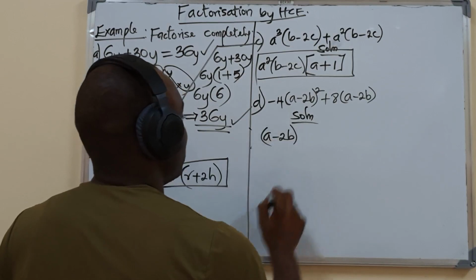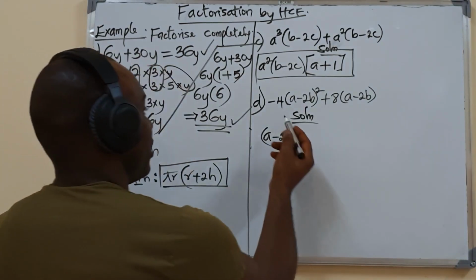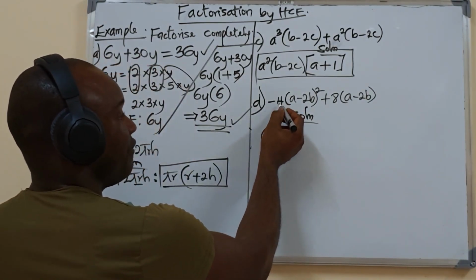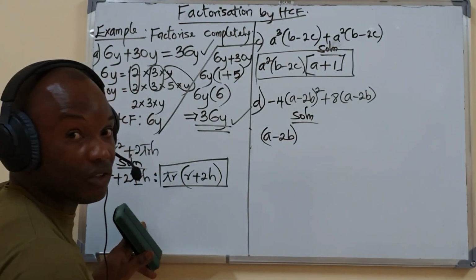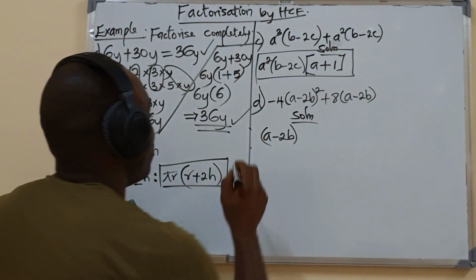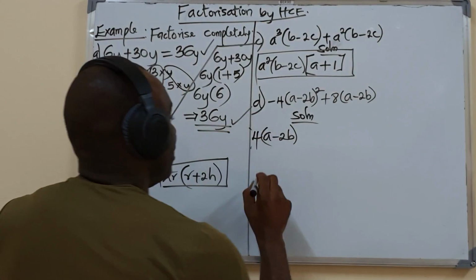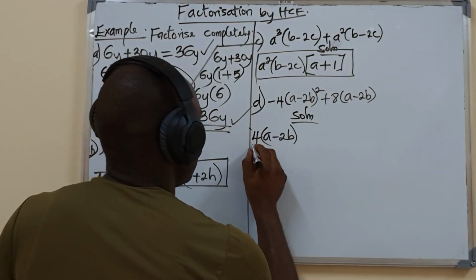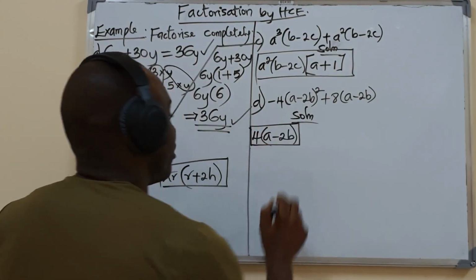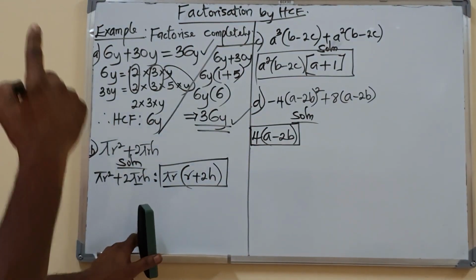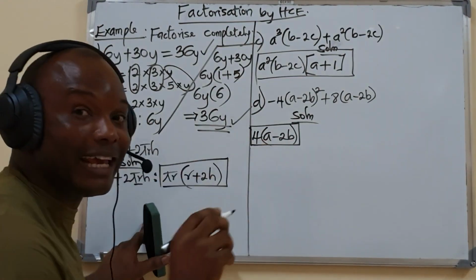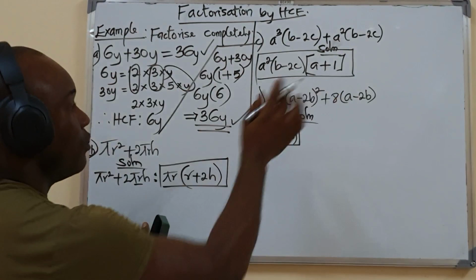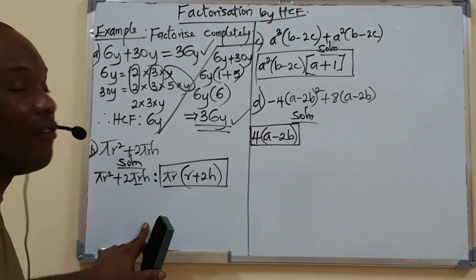I'll just keep it down. But that's not all. Take a look here. For the constants, between 4 and 8, the highest common factor is what? It's 4. 4 can divide both numbers. I'll just bring it out here. This altogether here is what the highest common factor will be. Therefore, it is with 4 open bracket a minus 2b that we will simplify what we have up there.